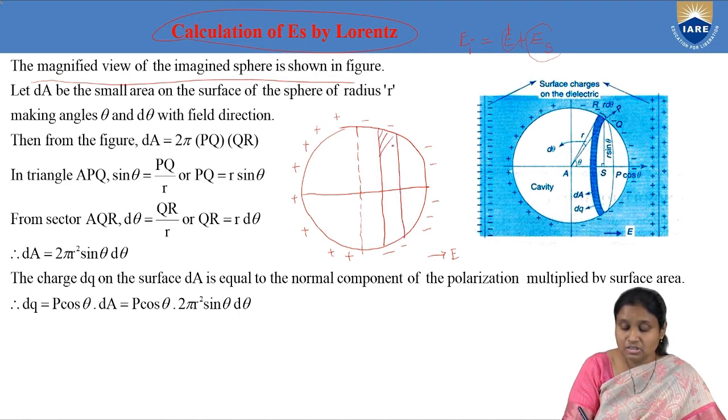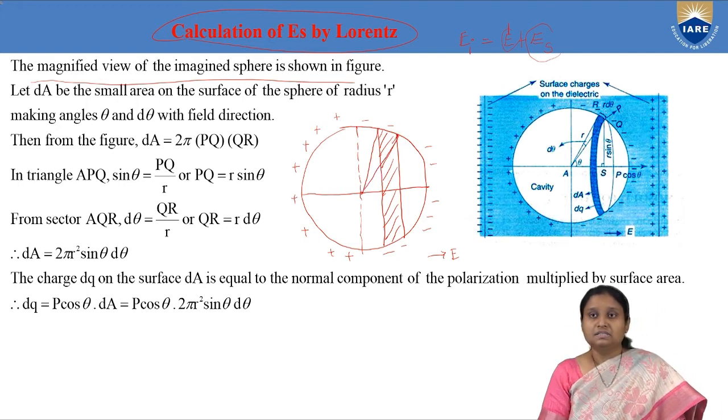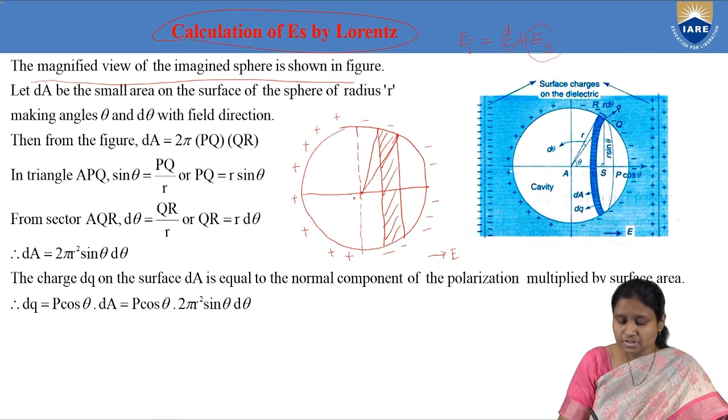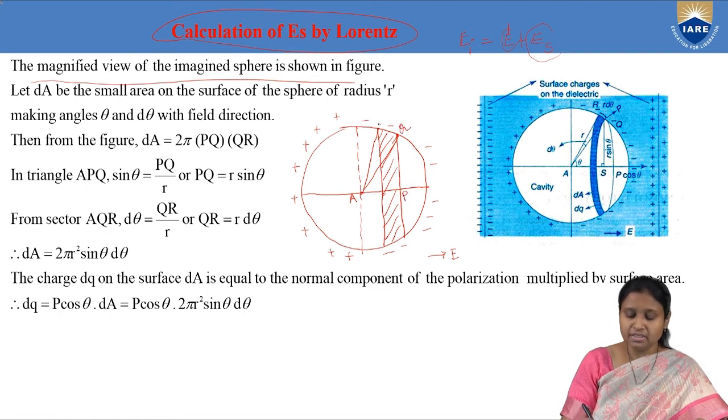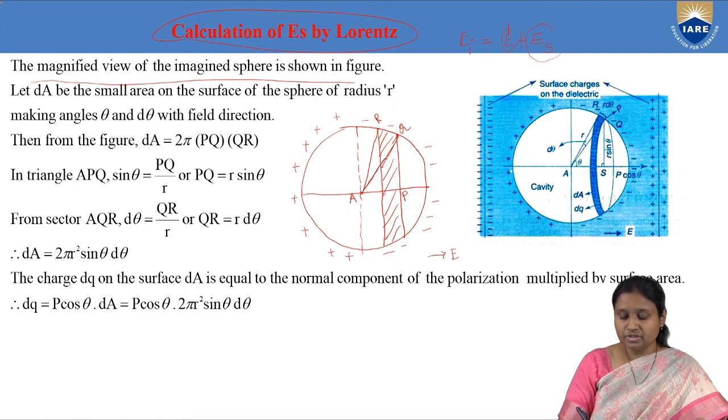So this is a small strip or small area which is taken on the surface of the sphere whose radius is R. So here, as you can see in this figure, suppose this is our point A, and this point let us call it P, this point Q, and this point R. And of course we know the radius of the sphere is R. So this is R, as well as this is also R.